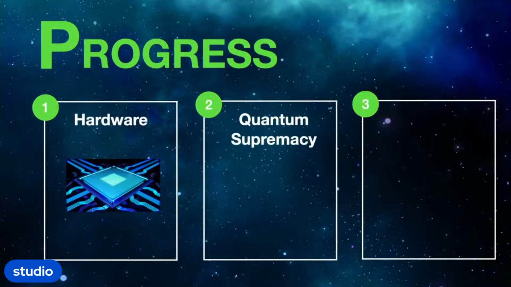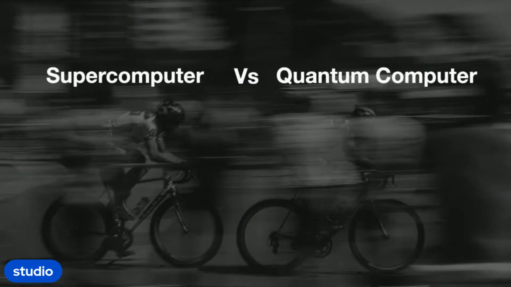But despite that, we've made a lot of progress. So there was a big result in 2019, which you may have heard of, called quantum supremacy. So this was basically the first time that a quantum computer actually outperformed a classical computer at a particular task.